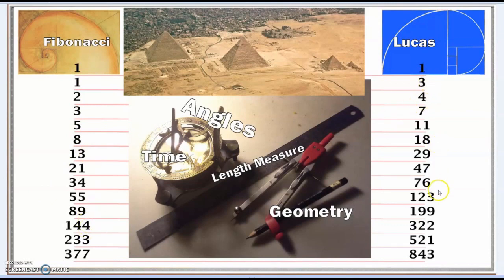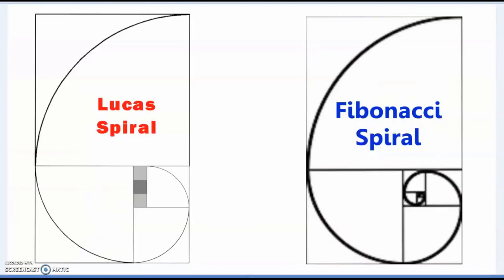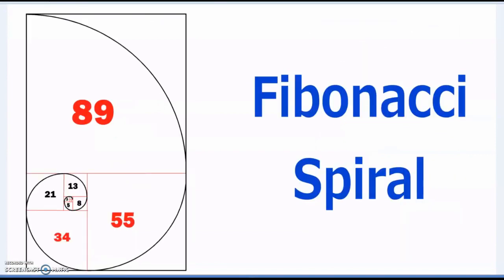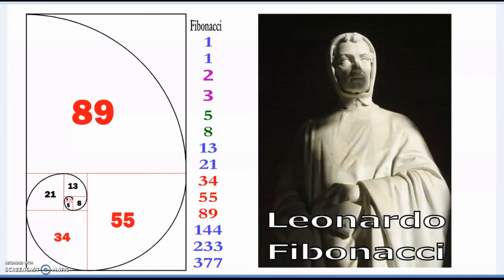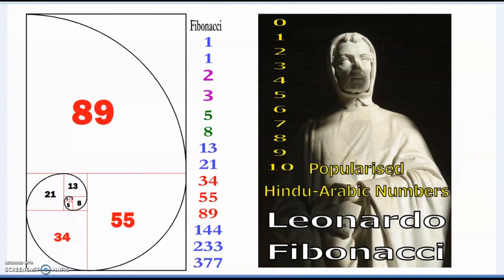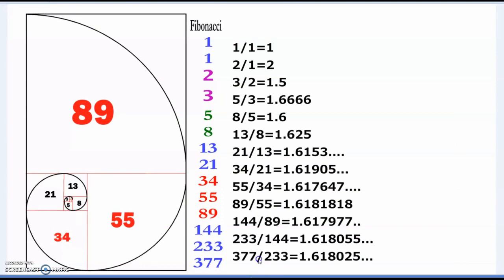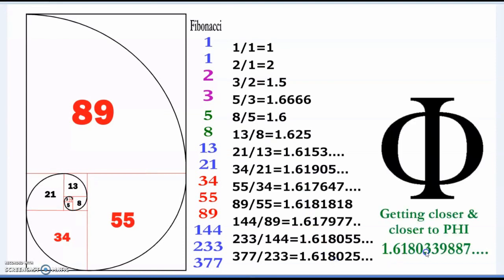Fibonacci numbers, Lucas numbers, but let's go look a little bit further. The Lucas and Fibonacci spirals begin differently, but they'll very quickly come to the same point, and that has to do with the golden number. Now the name Fibonacci comes from Leonardo Fibonacci. He popularized the base 10 Hindu-Arabic numbers. If you take Fibonacci numbers and divide them by the previous, so 1 divided by 1, 2 divided by 1, very quickly they'll start coming to the golden number, or phi. 1.61803398887. The further you go, the closer and closer you'll get.